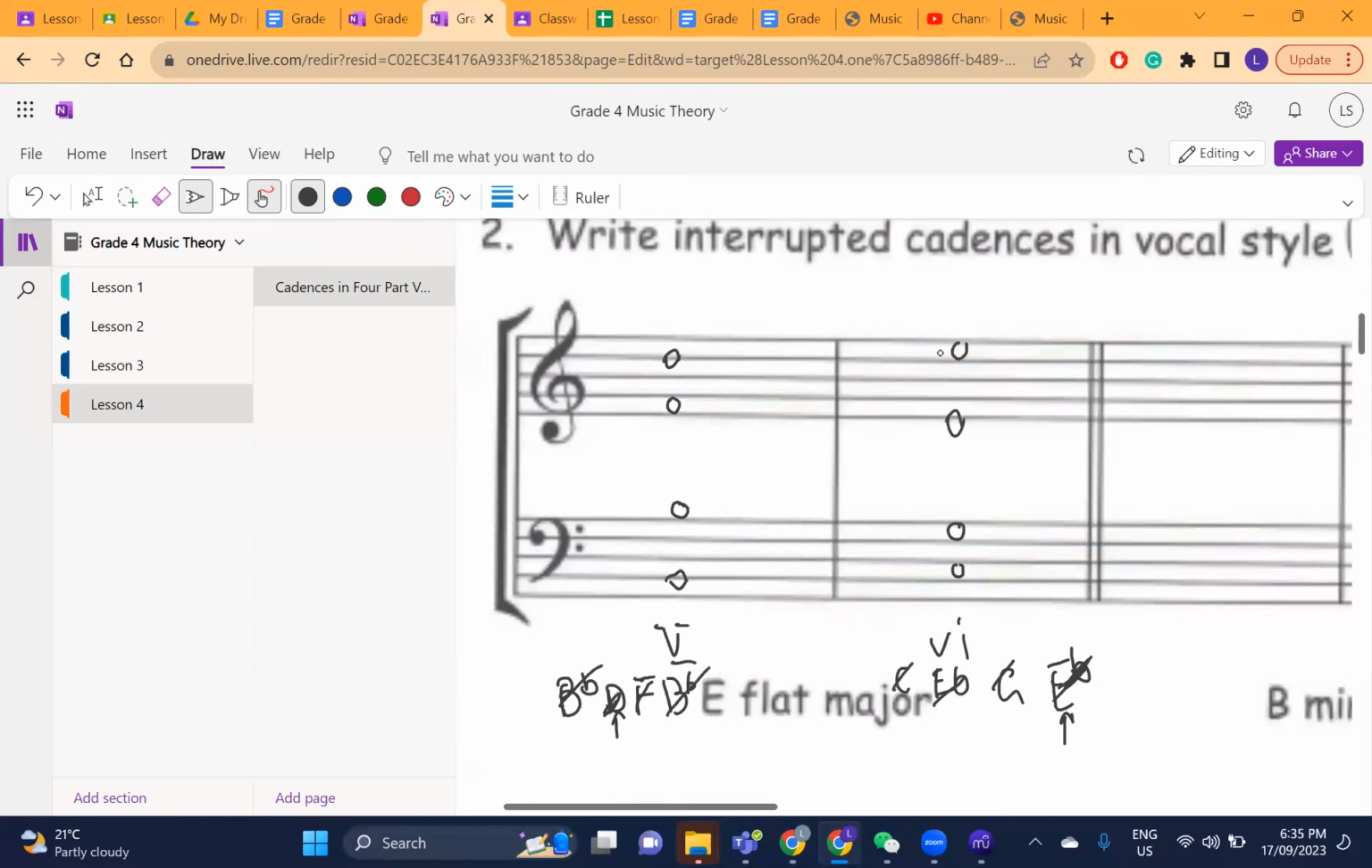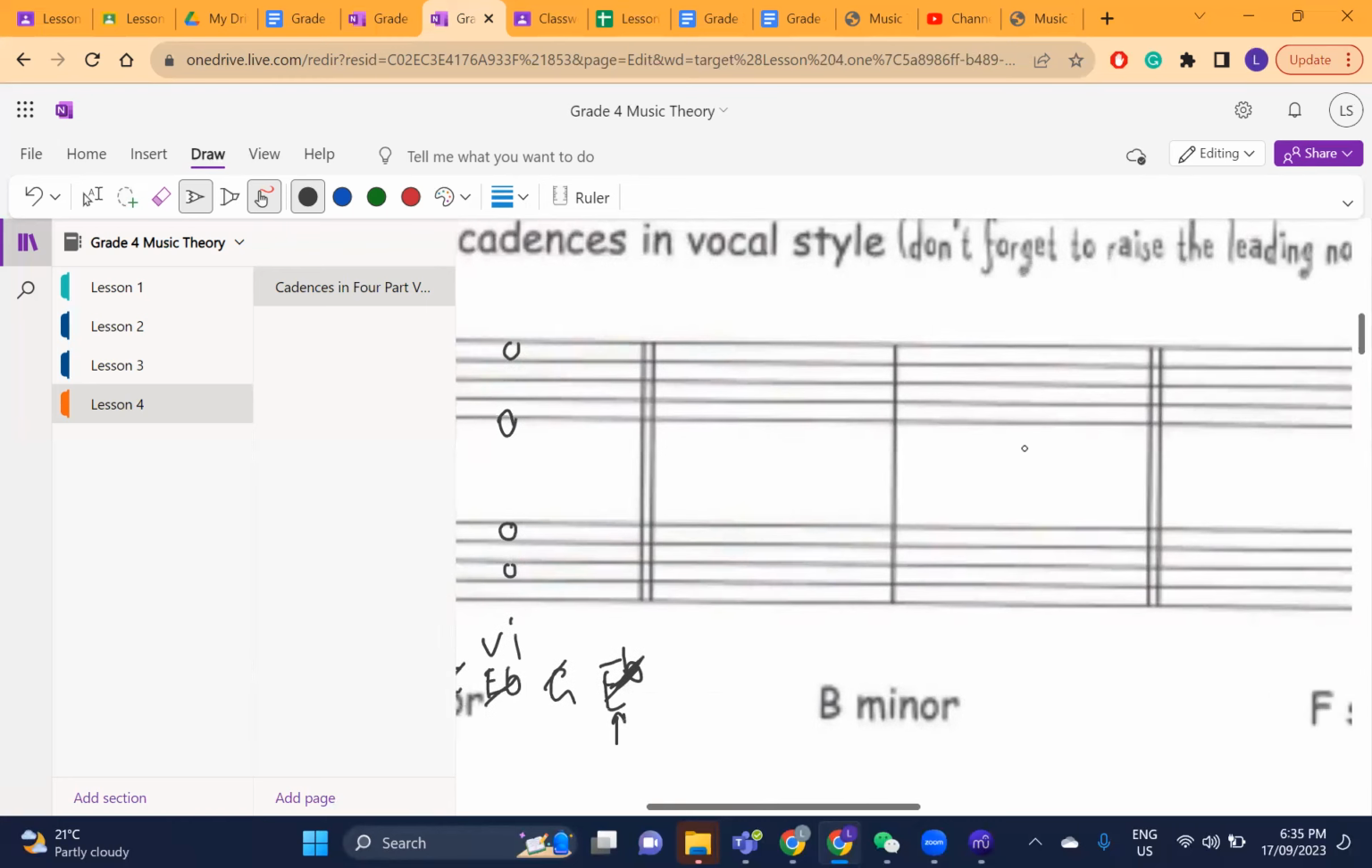Okay. Interrupted cadences. More interrupted cadences, this time in B minor. Please don't forget to sharp the raise the leading note in chord 5. And chord 6 is.